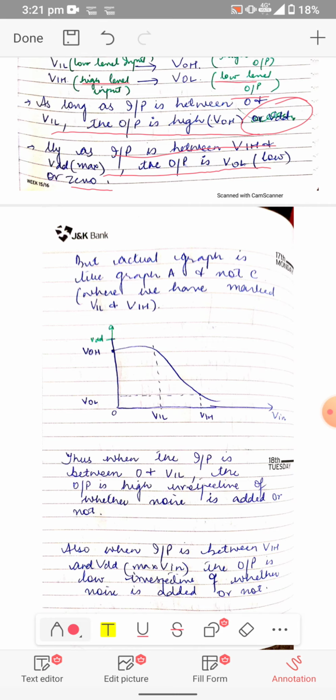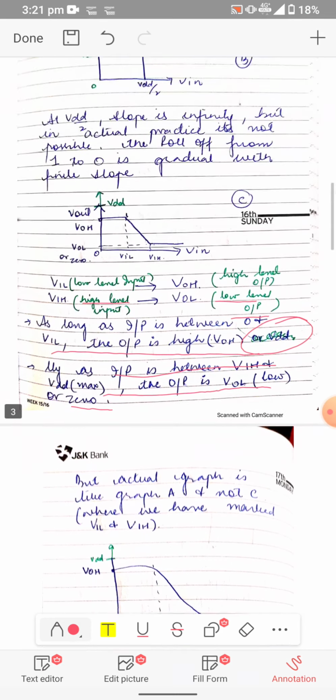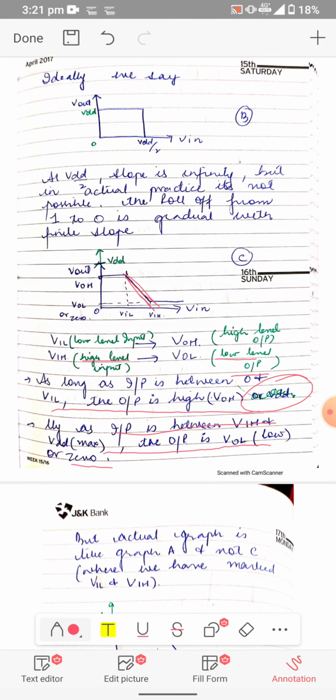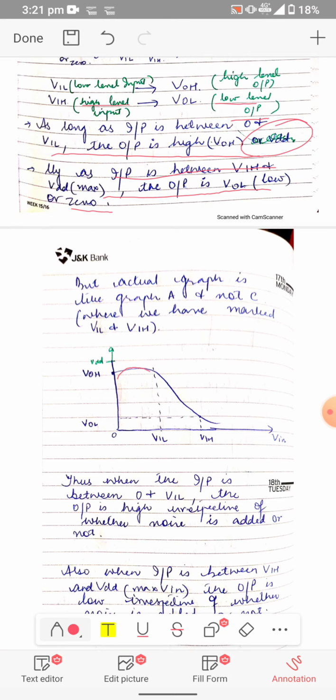Okay, this is the same thing, but here, what is the difference between this graph? Here the slope is sharp. In this graph I've shown that it is not sharp but a little bit gradual.